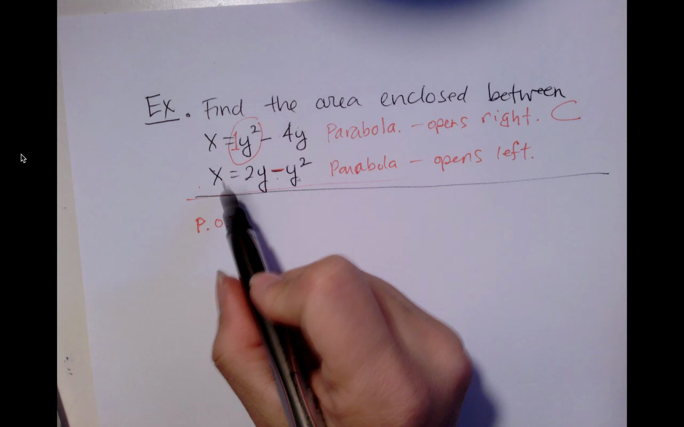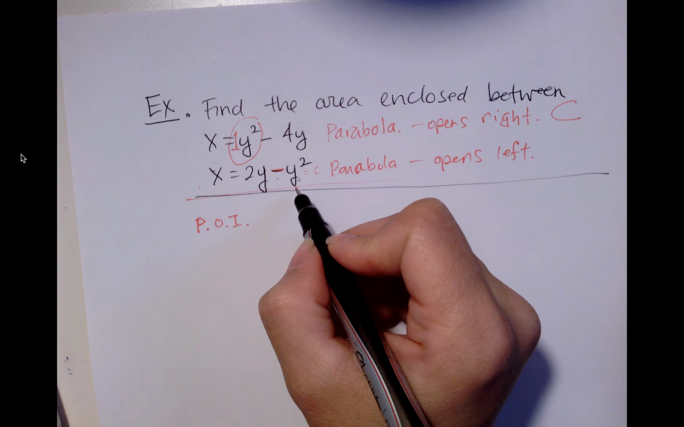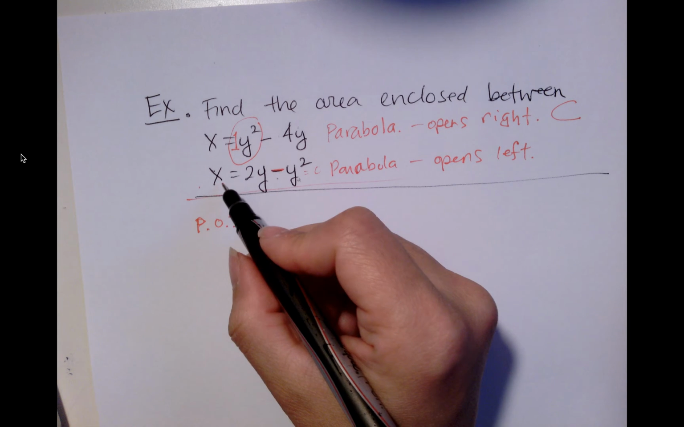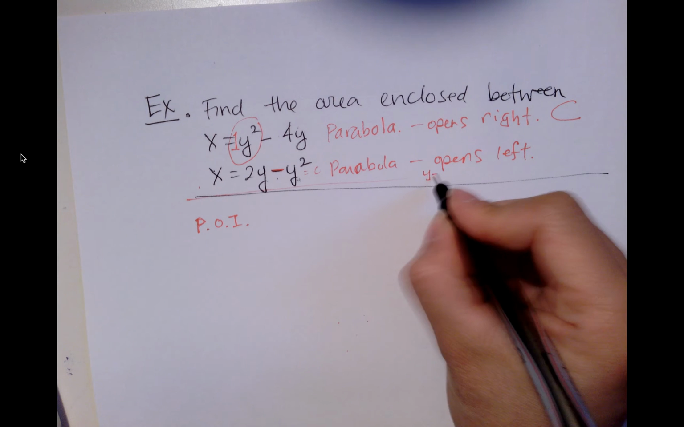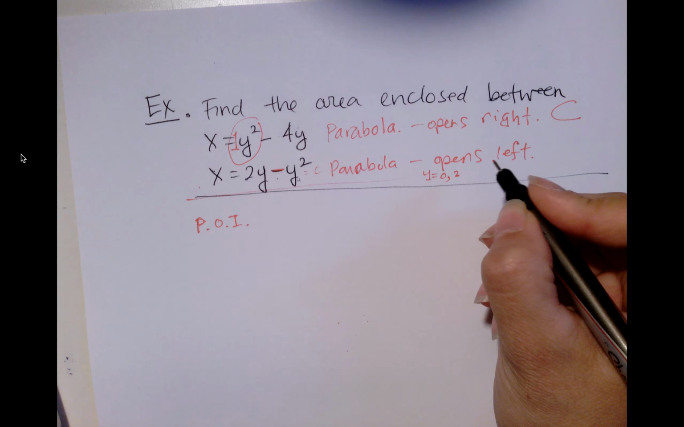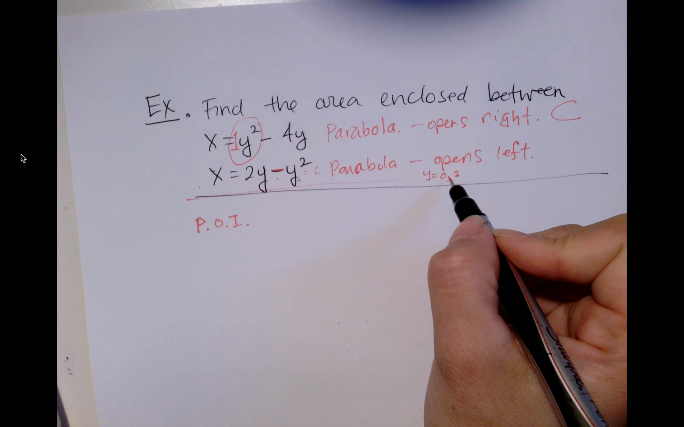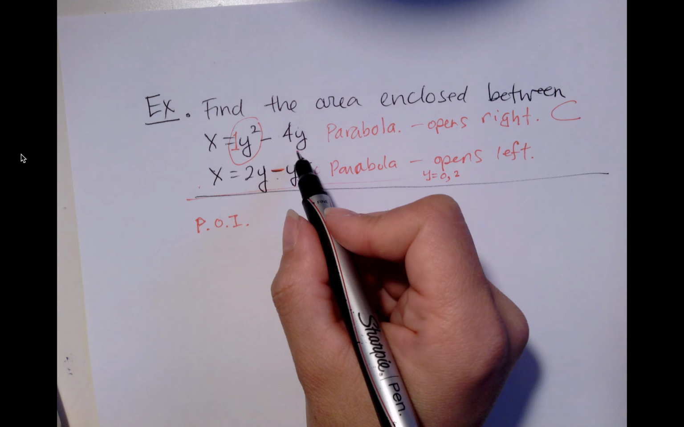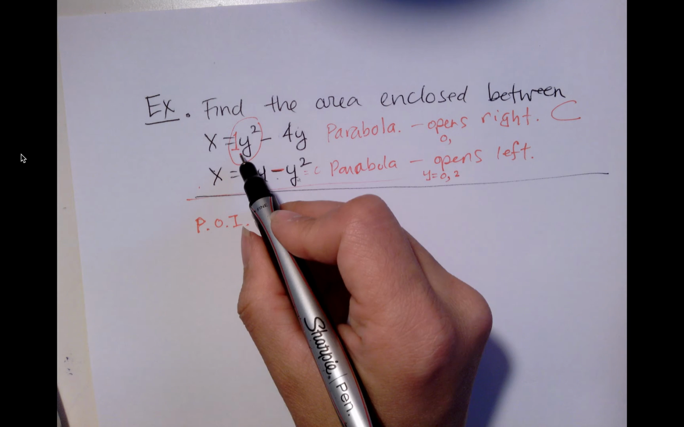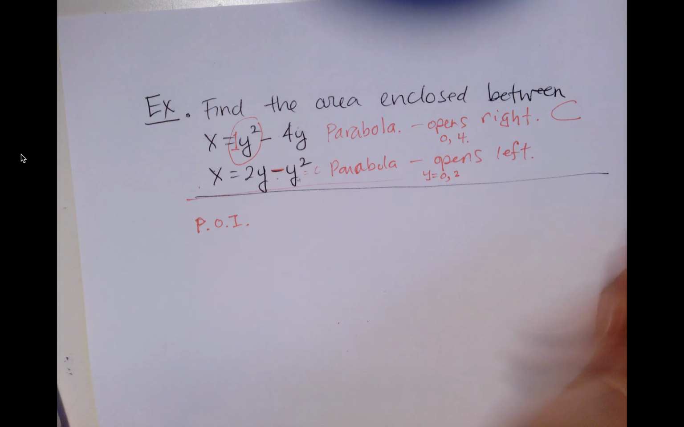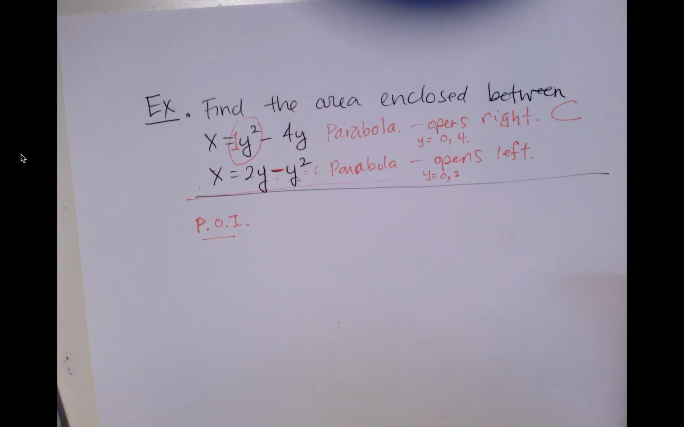One other thing I want to say is you can also see that x will be 0 if y is equal to 0 or 2. So those are going to give me my y-intercepts. And my y-intercepts here are going to be, again, 0 and 4. Okay. So those are my y-intercepts. But let's find the points of intersection.